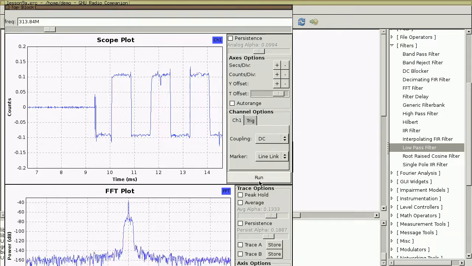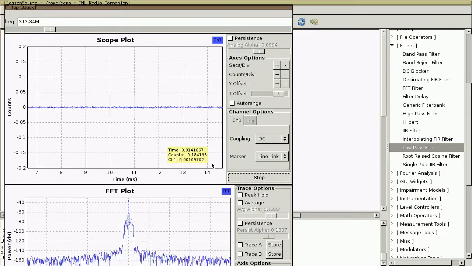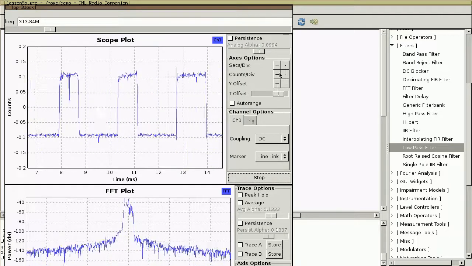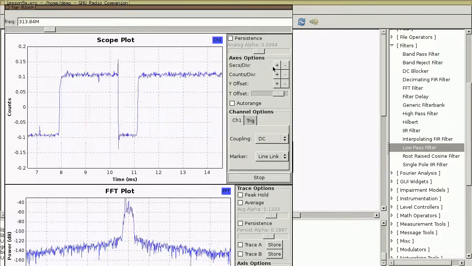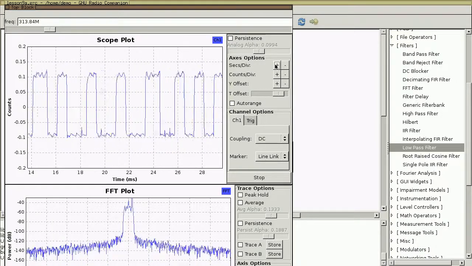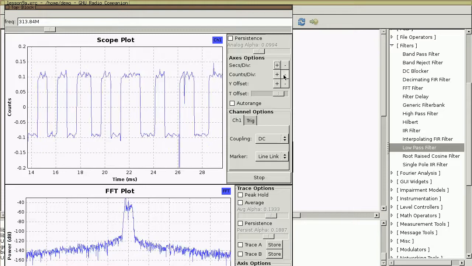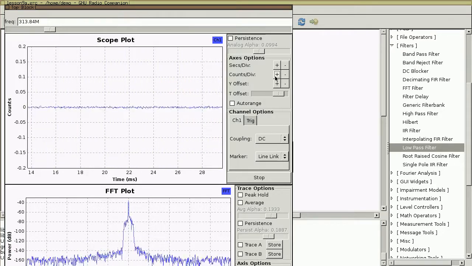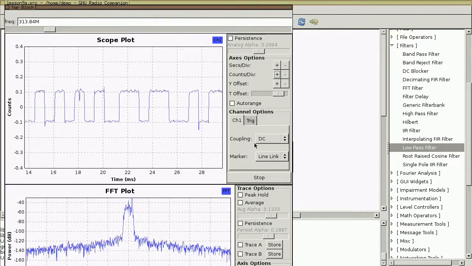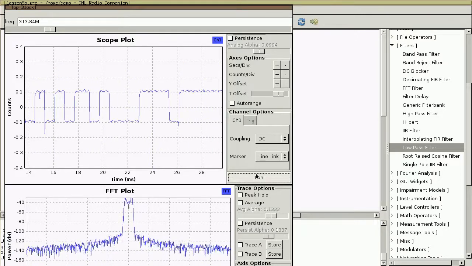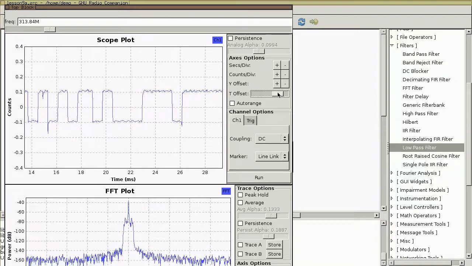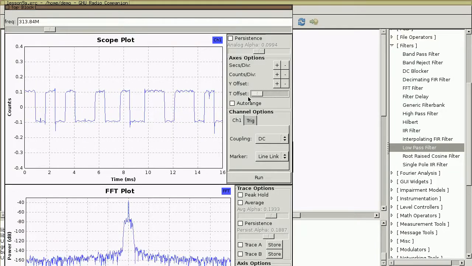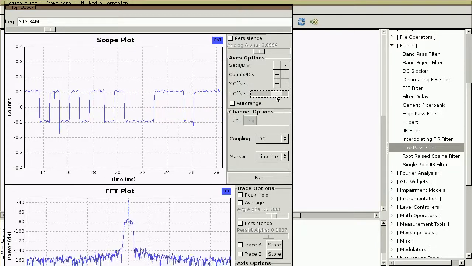Let's try this a little bit more. I'll run it some more and press the button some more, and I'll increase my seconds per division a little bit, and my counts per division, maybe increase that a little bit, and we should be able to see that. Look at that. Over time, we can clearly see bits being transmitted. Sometimes the frequency is low, sometimes it's high.